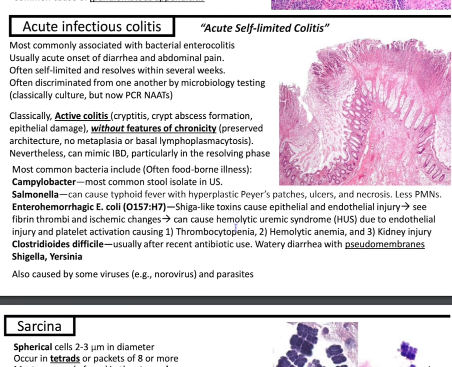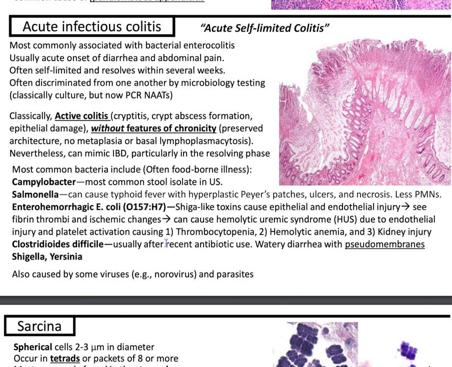But EHEC, you can get your PCR panel, and then TTP will have less than 10% ADAMTS13 classically. C. difficile, usually after recent antibiotic use, you'll have this watery diarrhea, and you can histologically see the pseudomembranes. And then you have your Shigella and your Yersinia.